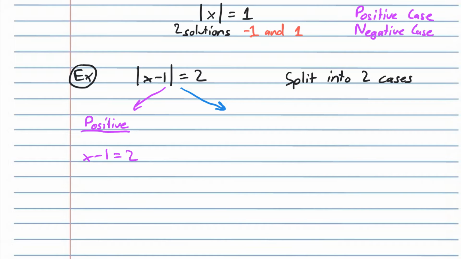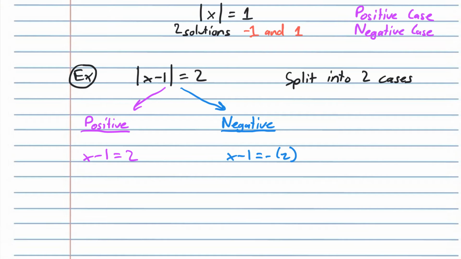For the negative case, the absolute value part's not going to change, so it's still x minus 1. But because we have to account for the negative, whatever's on that left-hand side, we put in parentheses and then put a negative in front of it. If there was more than one thing inside, that's why the parentheses are there. You'd have to distribute that negative. But now it's a pretty basic equation.